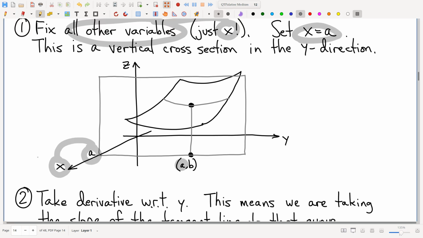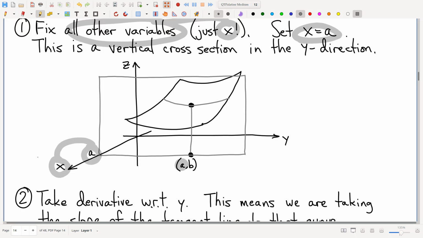Yeah? Could you please repeat the question you should answer? Yeah, what do partial derivatives look like in the graph context? Yeah, that's right. So we're looking at a graph and we're trying to make sense of what a partial with respect to y looks like. Yeah.